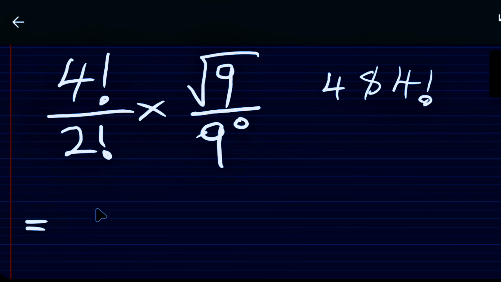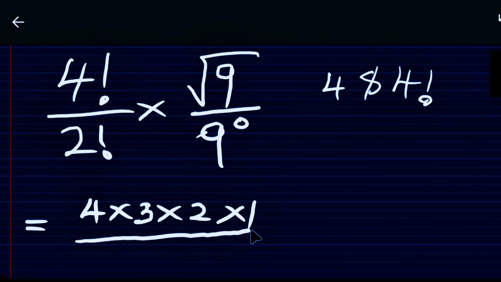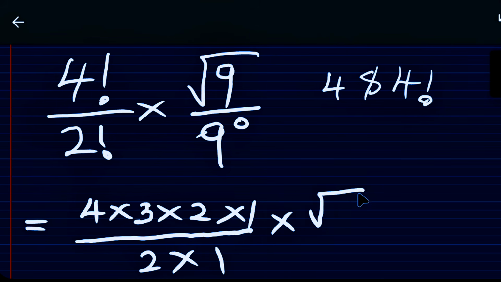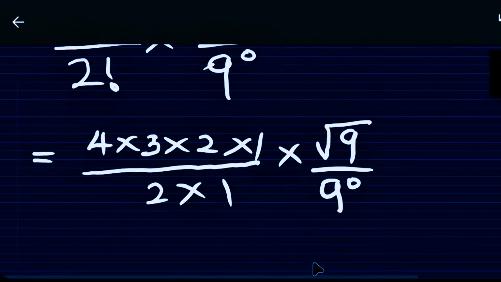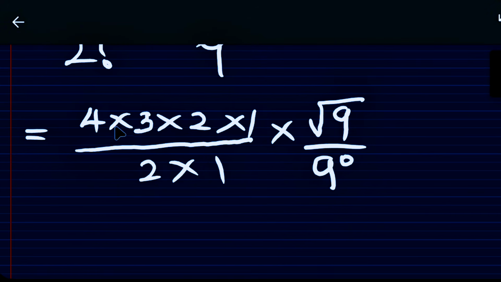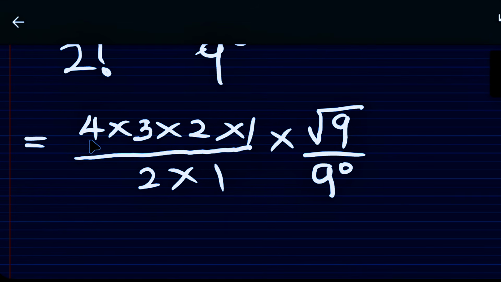4 factorial simply means 4 multiplied by 3 multiplied by 2, then multiply by 1, then divide by 2 multiplied by 1, then multiply by square root of 9, divide by 9 exponent 0. Okay, so when you have a factorial, you have to multiply that number in the descending order from this main number. Now from here we can simplify this by using 2 to cancel 2 here. 1 will cancel 1 here.